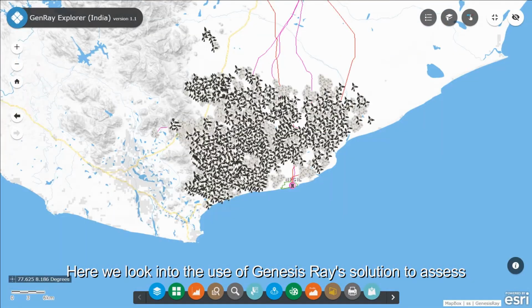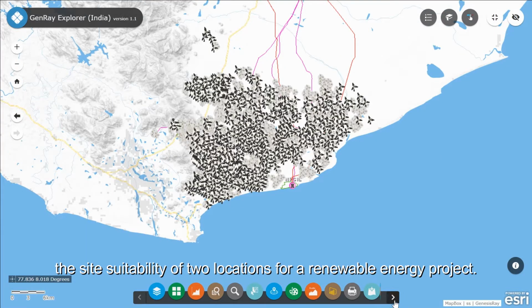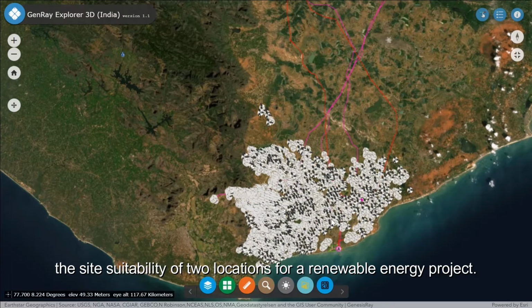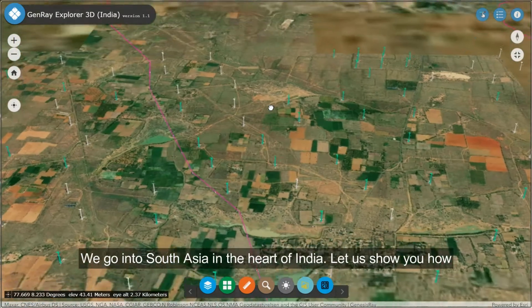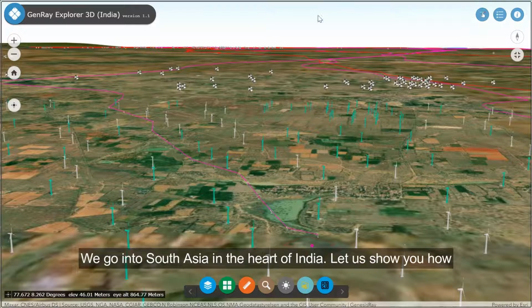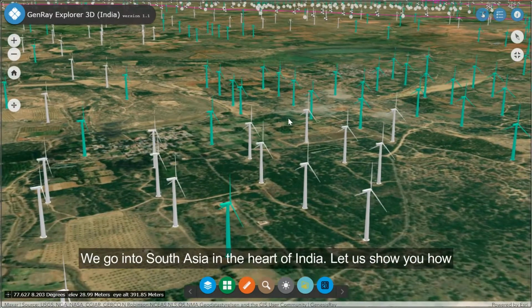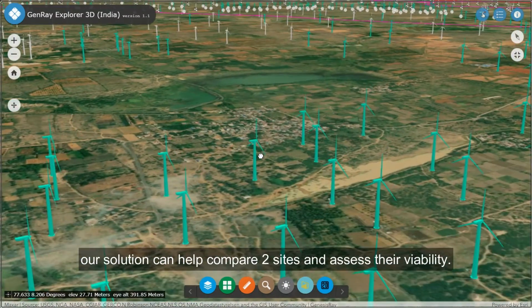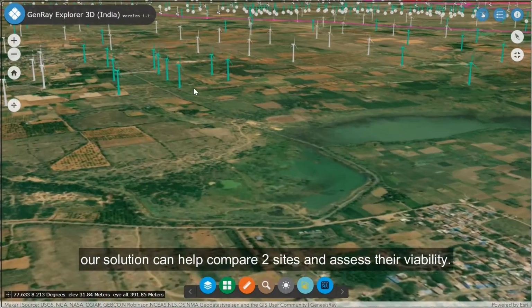Here we look into the use of the Genesis Ray solution to assess the site suitability of two locations for a renewable energy project. We go into South Asia, in the heart of India. Let us show you how our solution can help compare two sites and assess their viability.